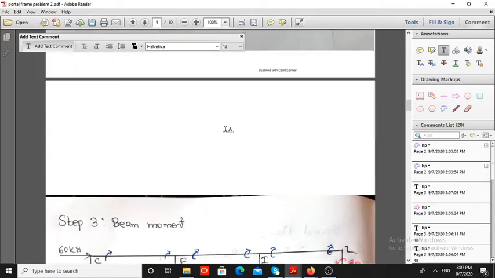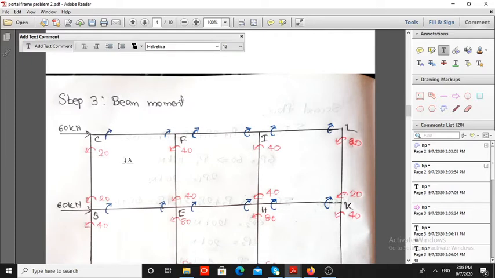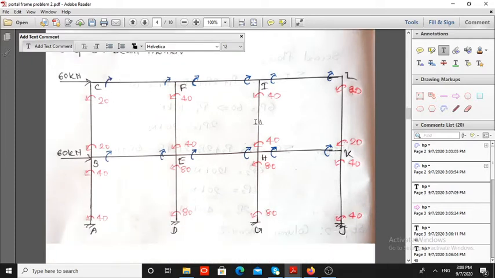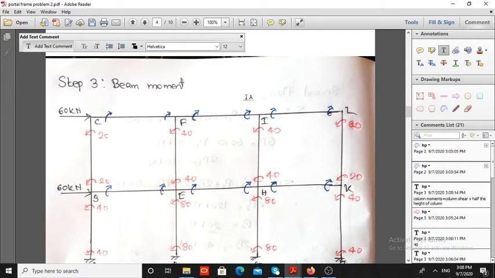Now next find out the beam moments. Here I have marked all the column moments. From this figure we can find the beam moments using the principle that the sum of all the beam moments should be equal to the sum of all the column moments.